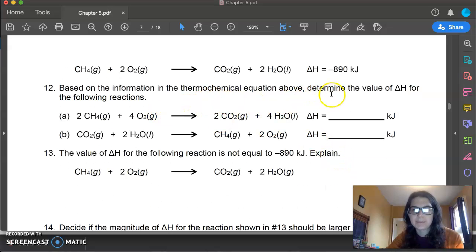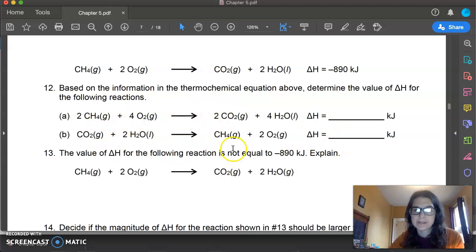Based on the information above, determine the delta H value for the following reactions. So in A, you notice every coefficient is doubled, okay? So this delta H reaction is dependent on the amount of reactants and products. So, since we have double, all that we do is multiply this negative 890 by 2, so you should get delta H equals negative 1780, so 1,780 kilojoules.